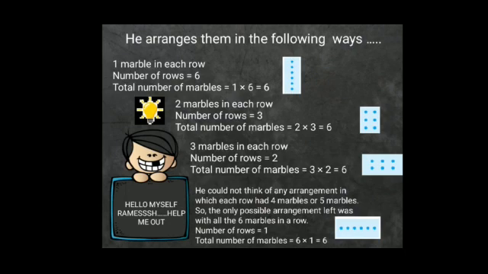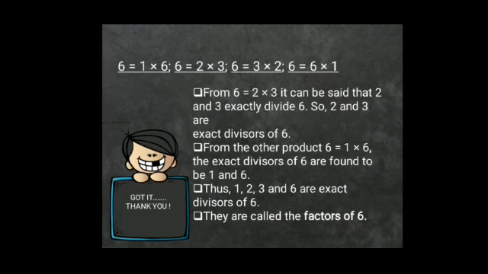Yes. Now from this calculation, Ramesh observes that 6 can be written as a product of 2 numbers in different ways: 1 multiplied by 6, then 2 multiplied by 3 is also 6, 3 multiplied by 2 is 6 and 6 multiplied by 1 is 6. So here we can say that 1, 6, 2, 3 are the factors of 6.